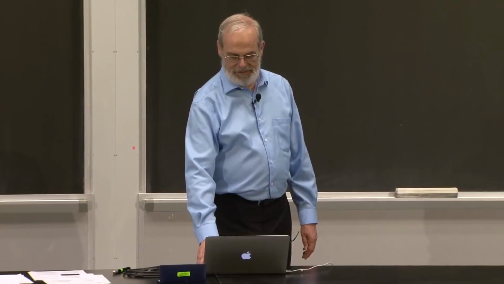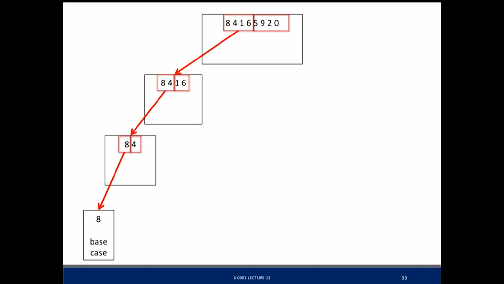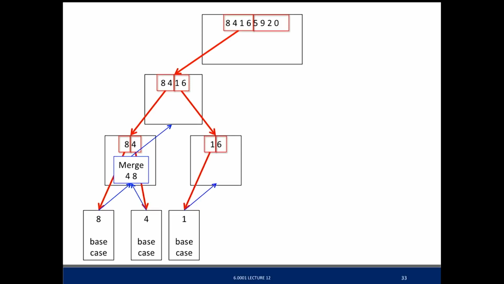So let's just look at one more visualization of that and then get the complexity. If I start out with this list, what I need to do is split it. Take the first one, split it, keep doing that until I get down to a base case where I know what those are, and I simply merge them. Pass it back up.